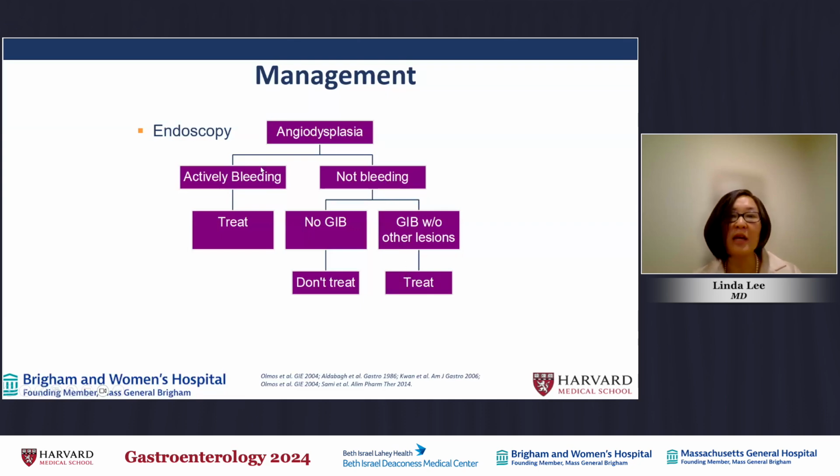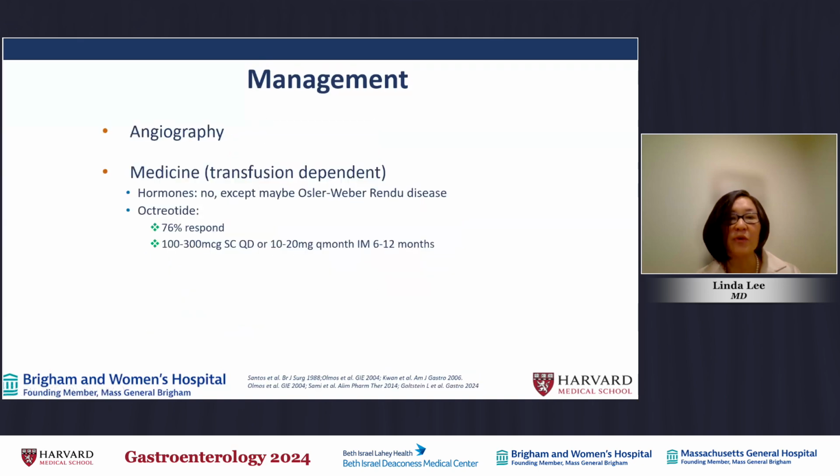Now, in our case, where we're talking about active lower GI bleeding, we of course want to treat it. And typically we use thermal therapy, which is highly successful. Now, I do want to make a mention about medical therapy for patients who have recurrent bleeding and are transfusion dependent. Hormone therapy does not have a role except for maybe in Osler-Weber-Rendu disease. Octreotide, however, does seem to be helpful.